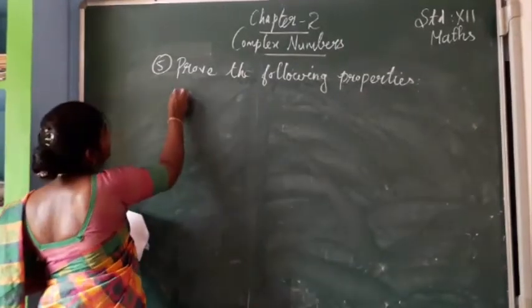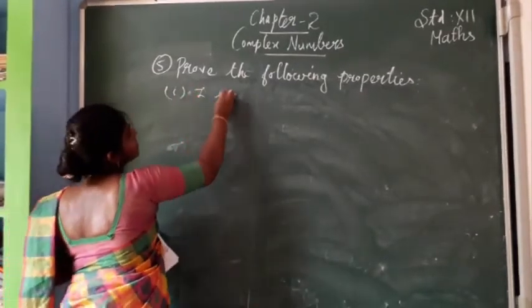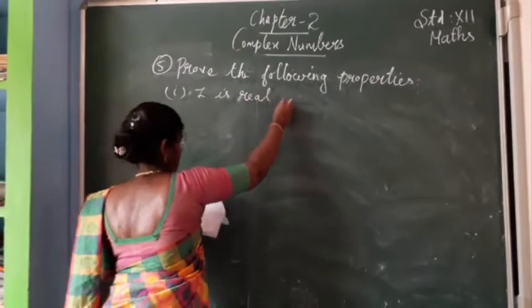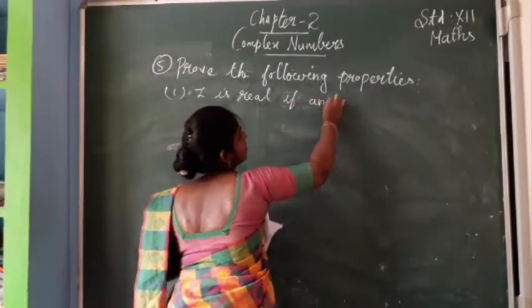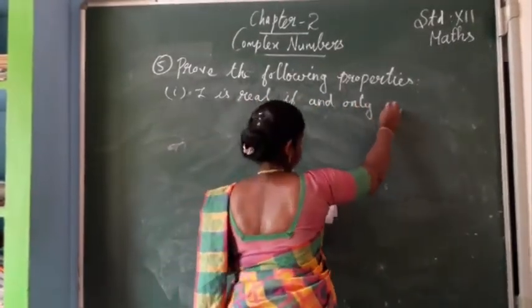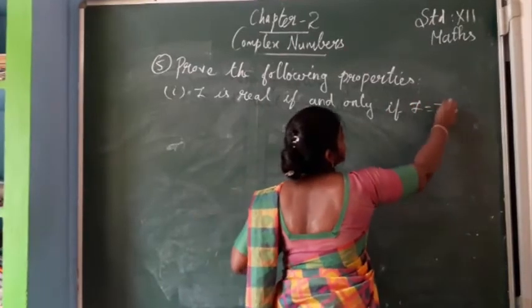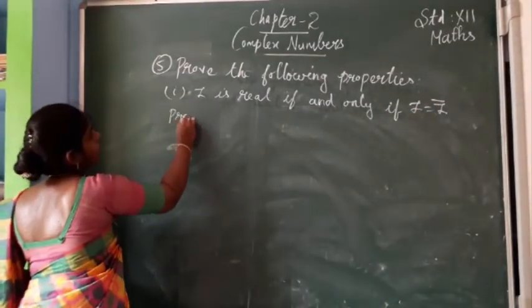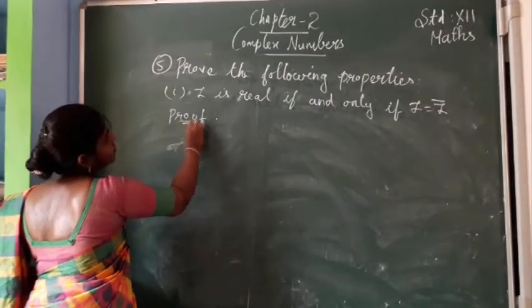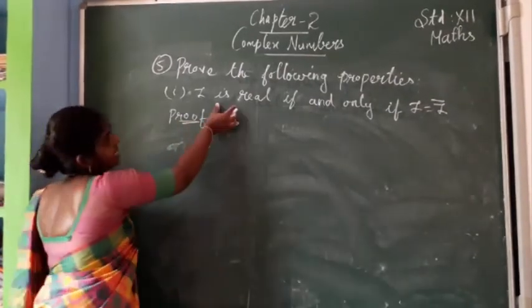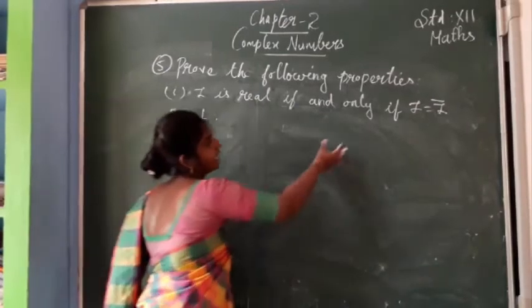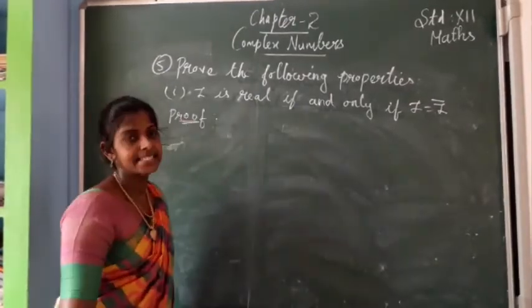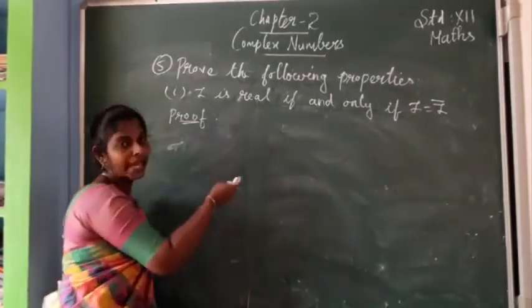First one: z is real if and only if z is equal to z bar. So we can prove z is real if and only if z is equal to z bar. We can take two cases.